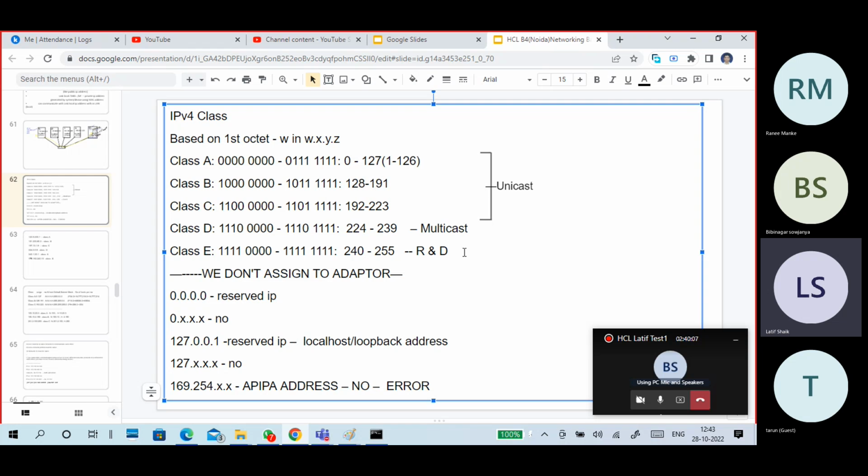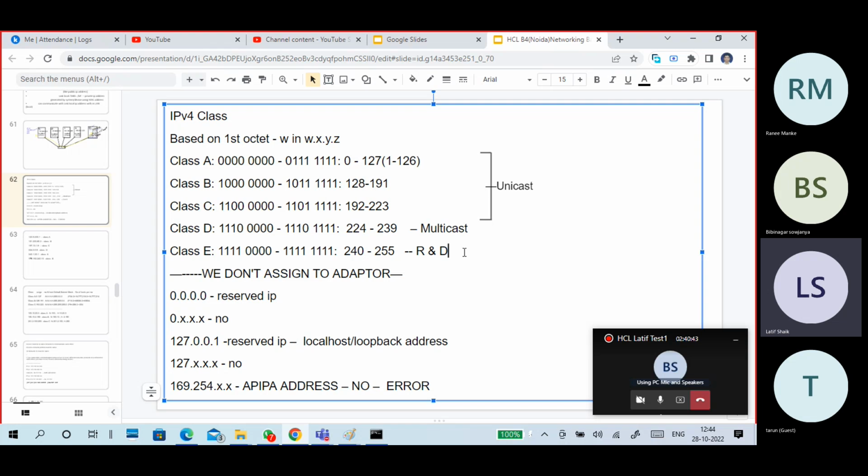In between that, in Class B, there is 169.254, which we also cannot assign to any adapter. Those are all reserved IP addresses, which cannot be assigned to any adapter. So Class A is 0 to 127, Class B 128 to 191, Class C 192 to 223, Class D 224 to 239, Class E 240 to 255.